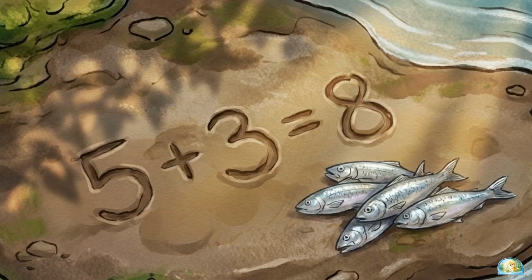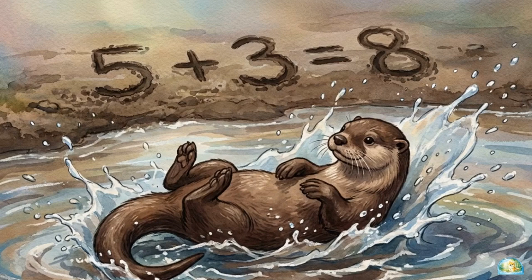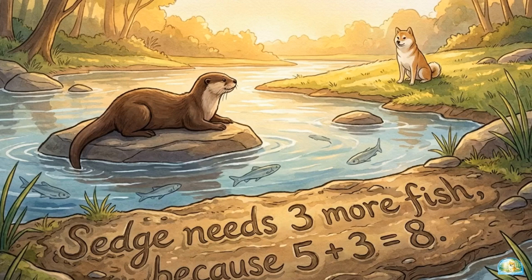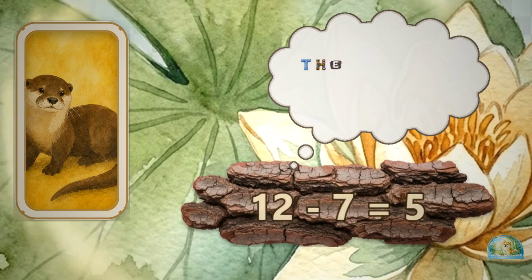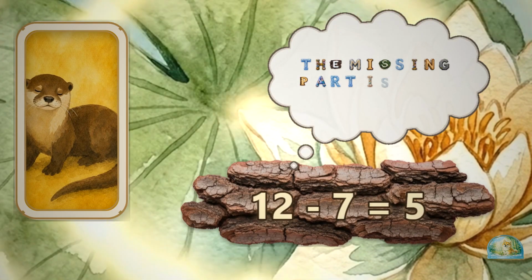Reading the structure in the scene reveals how the mathematics works. The labels show what each quantity means. The animal action shows how the quantities change, and the notation records that shared relationship. Recognizing the relationship between addition and subtraction makes any missing part problem a matter of building the group back together. 7 plus 5 equals 12, so 12 minus 7 equals 5.